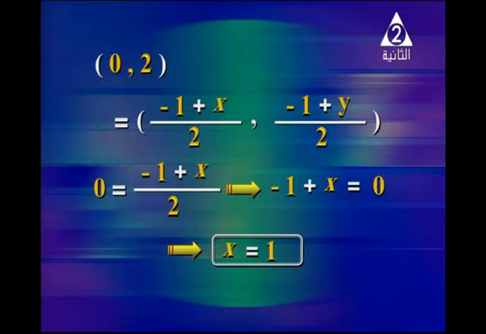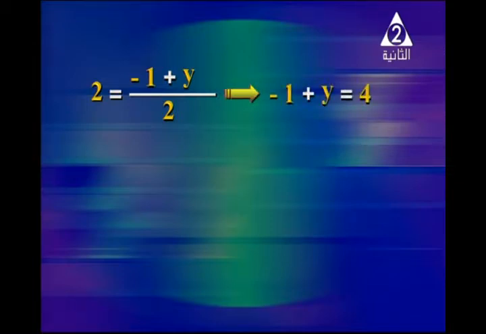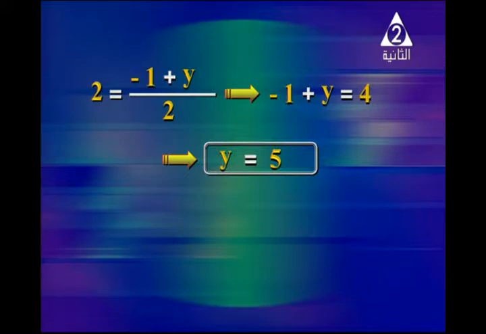By the same way, can you find Y? Of course, yes. How? By equalizing the coordinates of Y. So we can say that 2 equals (-1 plus Y) over 2. By the same way, we are going to make cross multiplication to obtain a result as -1 plus Y equals 4. Can you find Y? Of course, yes. So Y will be 5. And in this case, we can say that B equals (1, 5).